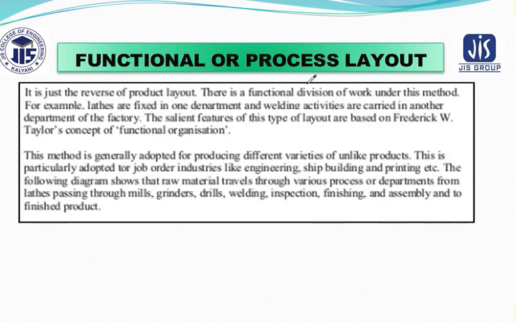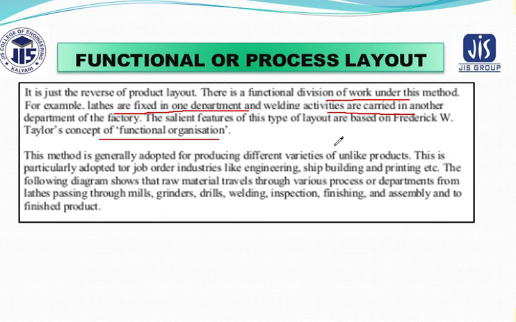Now we are talking about the functional or process layout. It is just the reverse of product layout. There is a functional division of work under this method. For example, lathes are fixed in one department, welding activities are carried out in another department of the factory, and the salient features of this type of layout are also explained in the concept of functional organization.